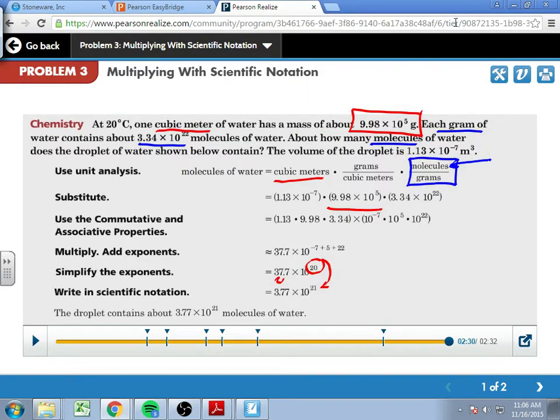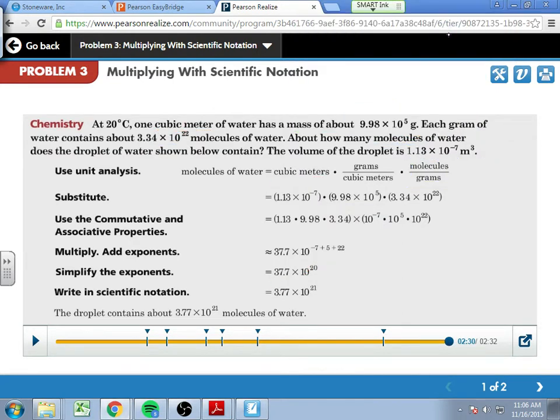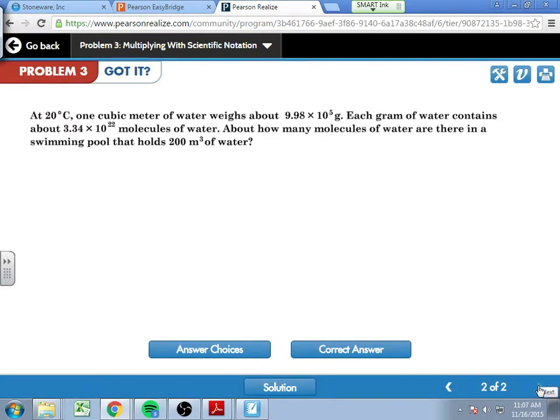Okay, wait, hold up. I gotta write this down. It's up there. All right, so same basic problem. You still know what 1 cubic meter weighs. You know that each gram of water has that 3.34 times 10 to the 22nd. About how many molecules of water are there in a swimming pool holding 200 cubic meters? So to make this simple, we start with volume, and we want to convert all the way to molecules.